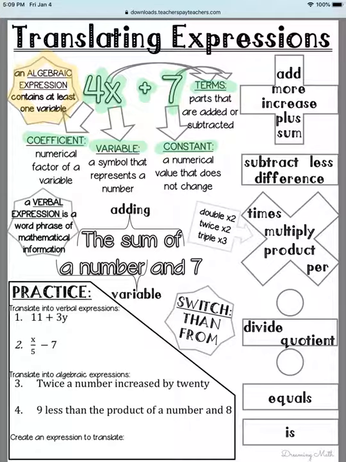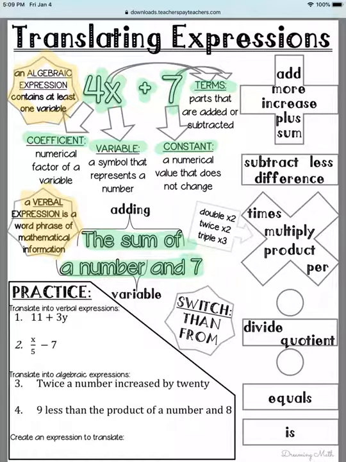A verbal expression is when you change an algebraic expression into words. So the verbal expression for 4x plus 7 is the sum of a number and 7. So this would be our verbal expression when we put it into words.